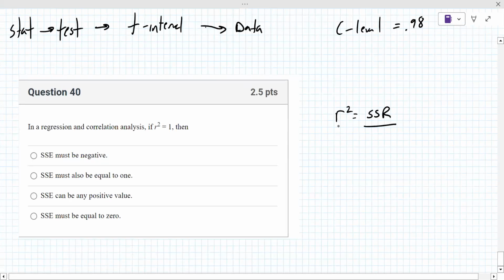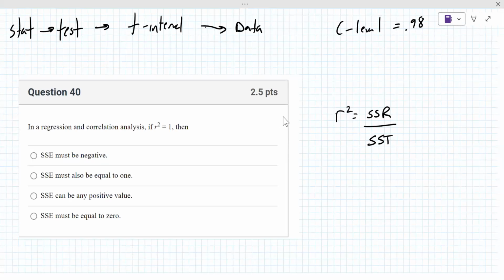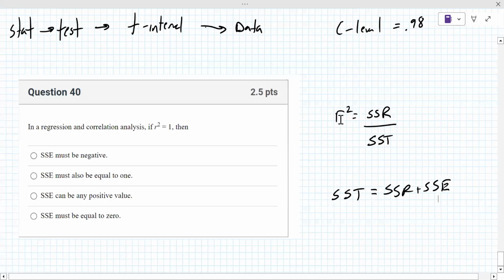Sum of squares regression, sum of squares total. That's how you calculate R squared. We've looked at this equation a bunch. The relationship between all these is SST equals SSR plus SSE. For this to equal 1, SSR has to equal SST. And the only way that's true is if SSE is 0.